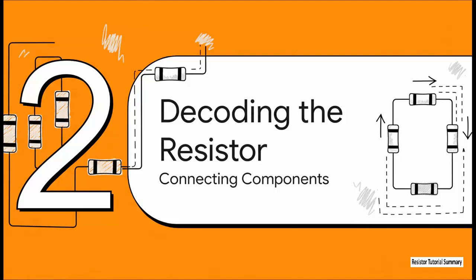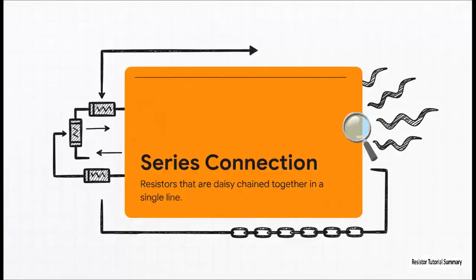So now we know how to identify a single resistor. But here's the thing. In any real circuit, they almost never work alone. They're team players. So let's look at the two main ways they get connected together. First up, we've got the series connection. And this is exactly what it sounds like. They're just chained together, one after another, creating a single one-lane road for the current to travel down.